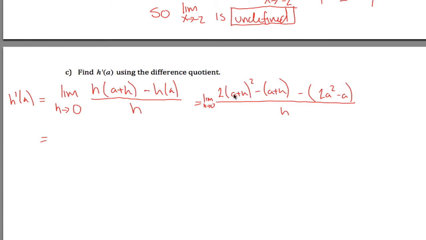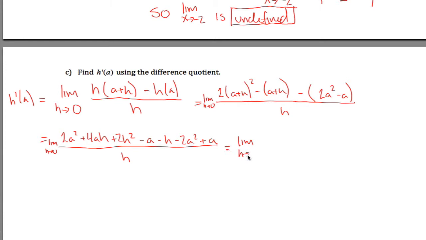(a plus h) squared is a squared plus 2ah plus h squared. If I multiply that by 2, I get 2a squared plus 4ah plus 2h squared. And then minus (a plus h), minus 2a squared, plus a, where the minus gets distributed and makes that positive, divided by h. And again, this is the limit as h approaches 0 of this mess.